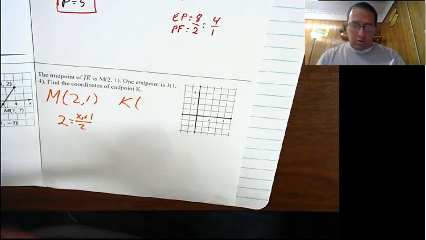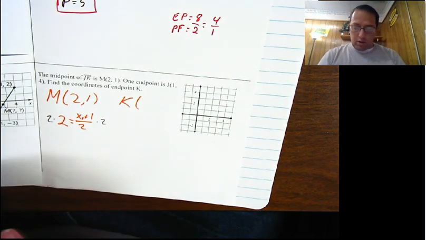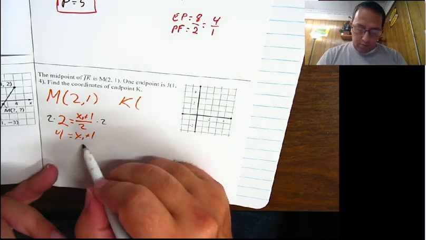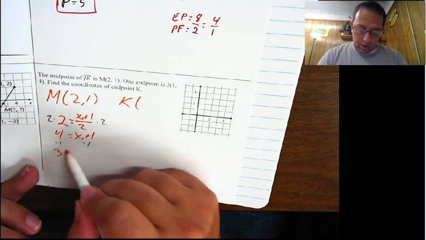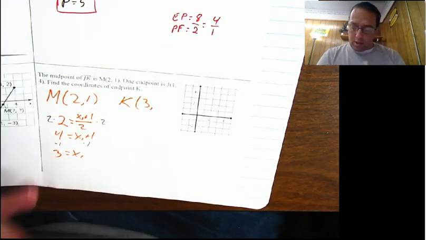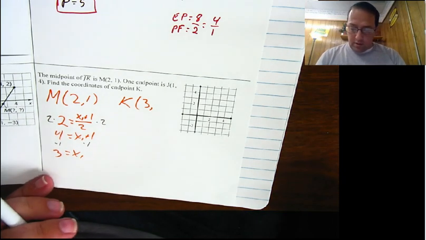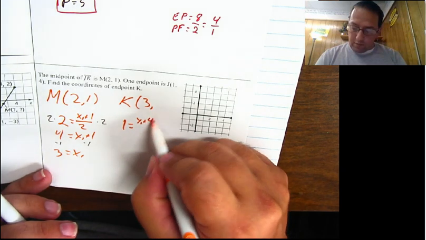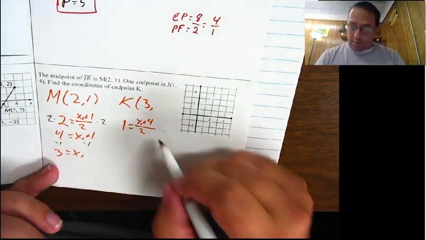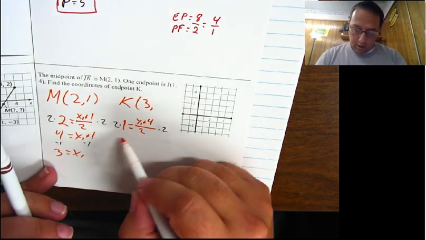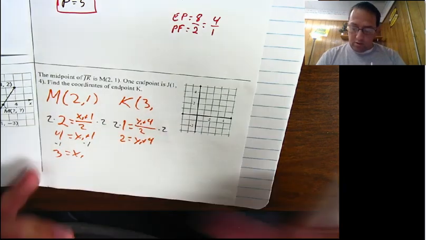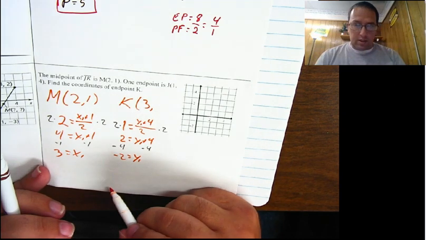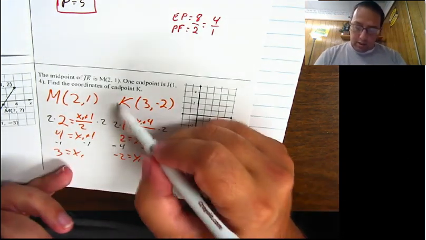First thing we're going to do is multiply both sides by 2 to get rid of that 2. So we have 4 equals x1 plus 1. Subtract 1 from both sides, and we end up with 3 equals x1. So 3 is the x coordinate for K. Now let's look at the y coordinate. 1 equals y1 plus y2, which is 4, divided by 2. We do the exact same process. First multiply both sides by 2, so I end up with 2 equals y1 plus 4. Subtract 4 from both sides. 2 minus 4 is -2, and so y1 is -2. So K is (3, -2), and this is my answer.